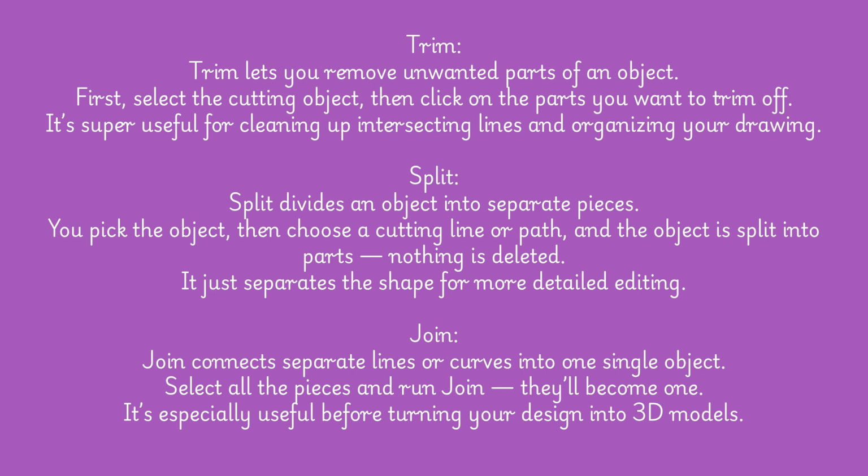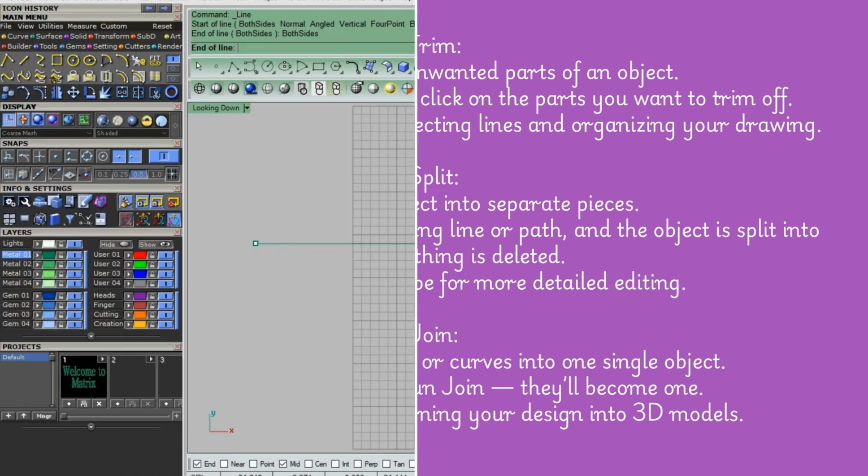Join. Join connects separate lines or curves into one single object. Select all the pieces and run Join, they'll become one. It's especially useful before turning your design into 3D models.